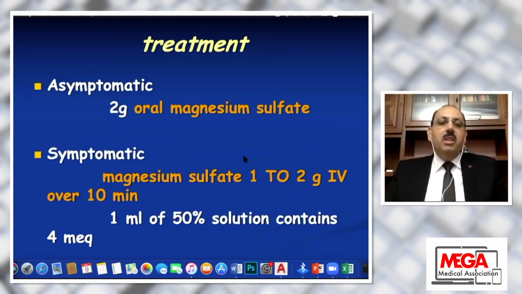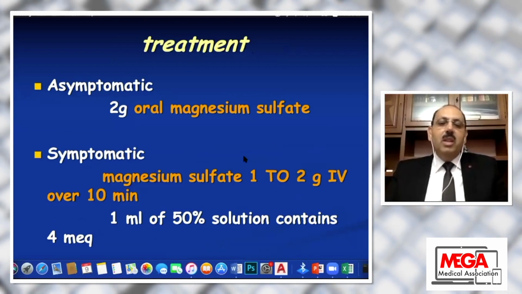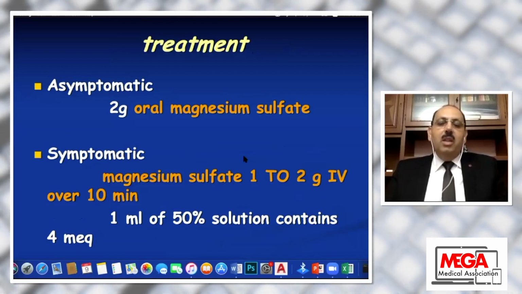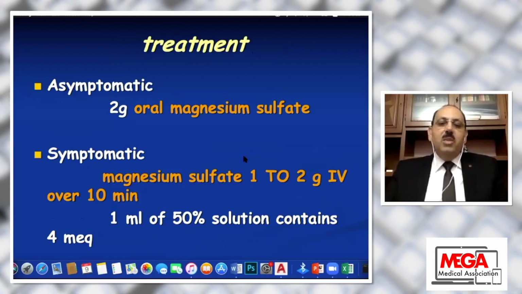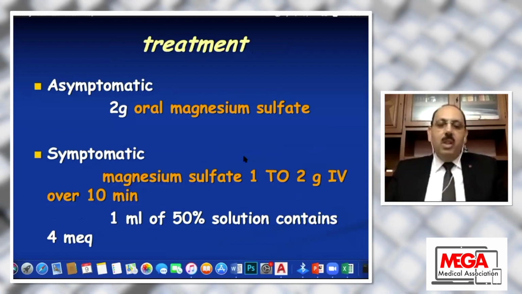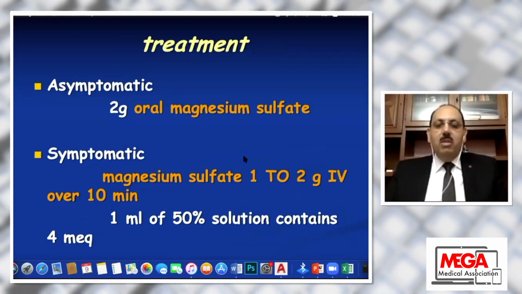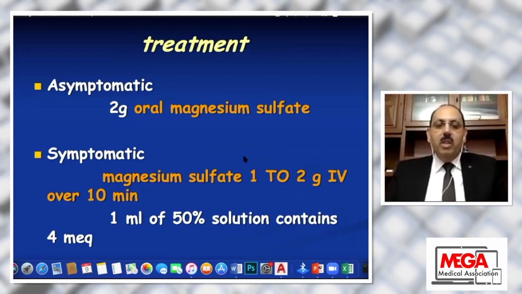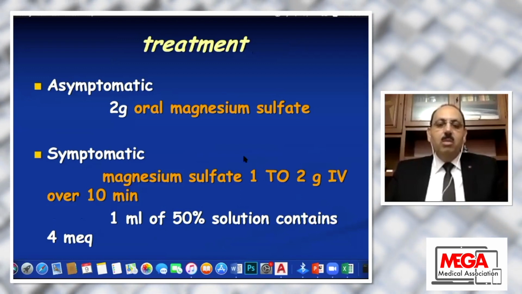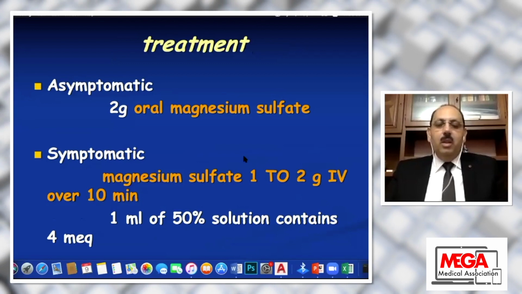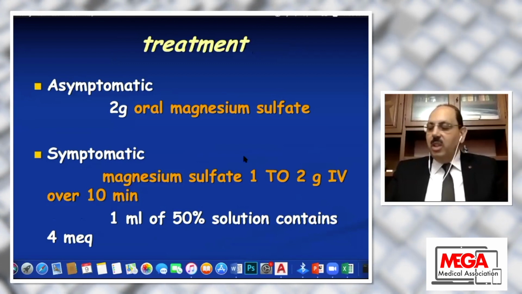The treatment in asymptomatic, we can give oral magnesium sulfate 2 grams. In symptomatic, we refer to the IV route given by intravenous infusion over 10 minutes, magnesium sulfate 1 to 2 grams. 1 ml of 50% solution contains 4 milliequivalent.